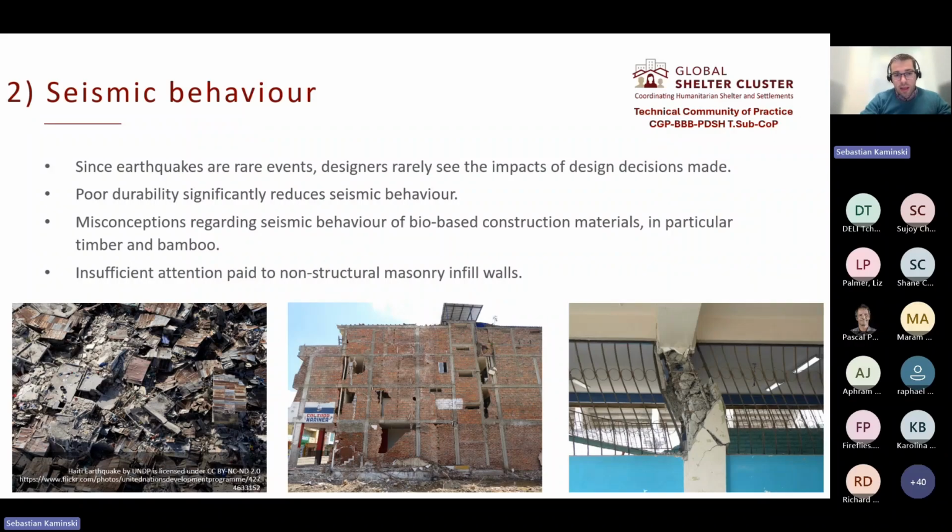Seismic behavior. Since earthquakes are generally rare events, designers rarely see the impact of design decisions made, just like durability. Also, poor durability significantly reduces the seismic behavior. So we do see a lot of misconceptions regarding seismic behavior of bio-based construction materials, in particular timber and bamboo. We also see insufficient attention paid to non-structural masonry infill walls, which can pose a life safety risk, and they can interfere with the primary frame.